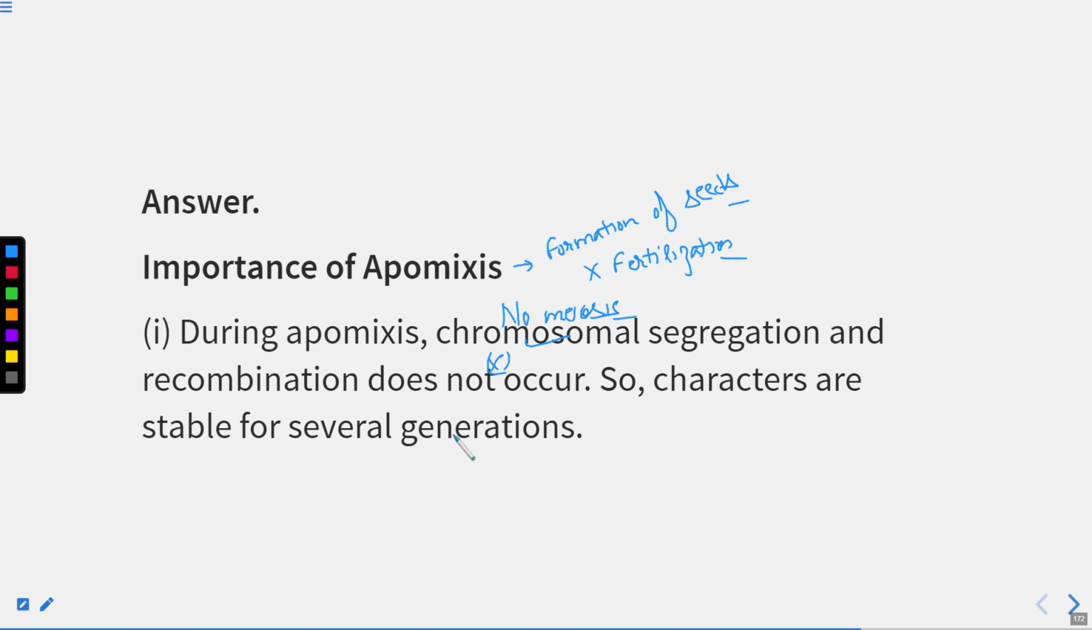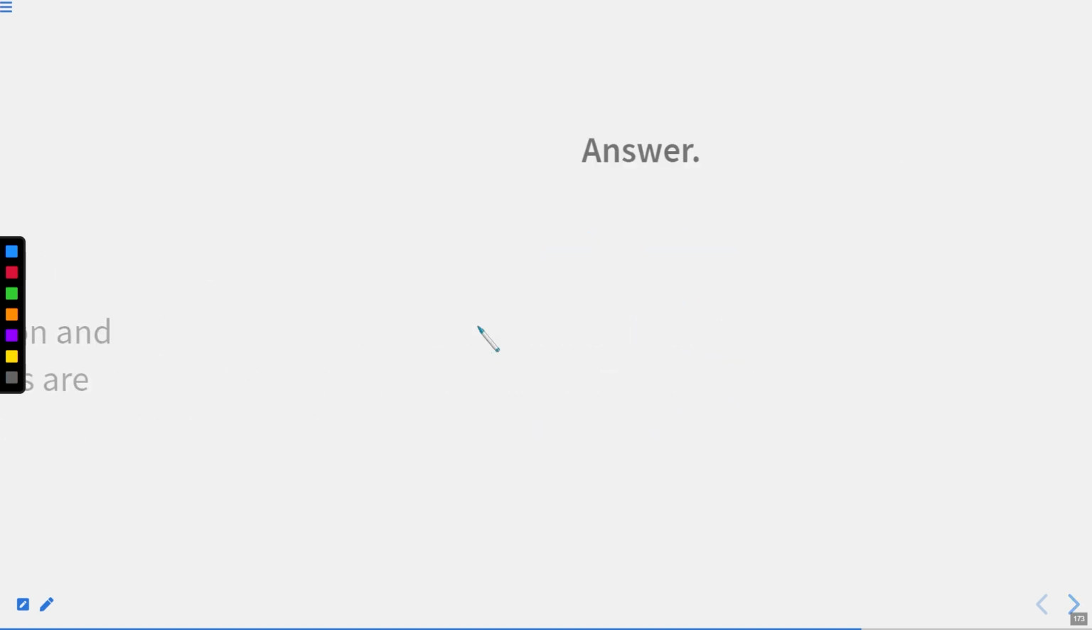So characters are stable for several generations. This is the importance of apomixis: the characters will be the same over several generations. There is no recombination, whereas due to recombination, some characters can be lost. But if you have to maintain that character, you can use apomixis.